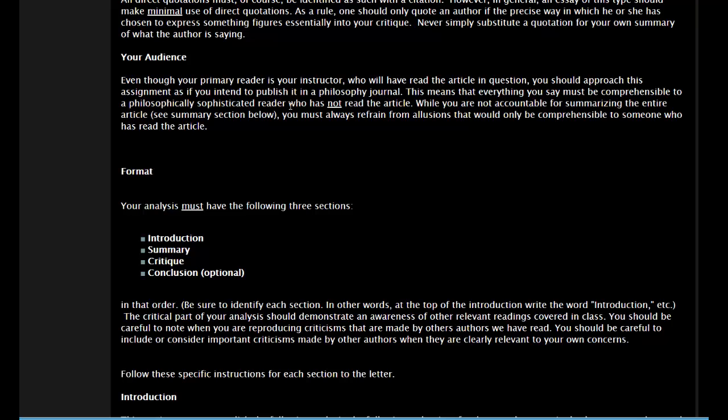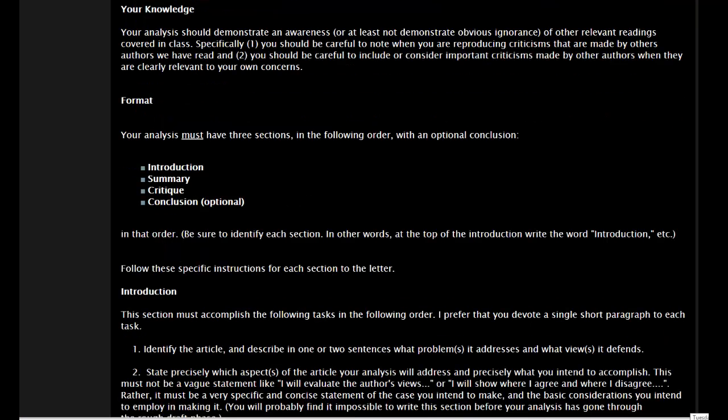I'll say, if I hadn't read the article, I wouldn't know what you're talking about here because you're not supplying me enough context. Always look at your writing and say, would a person who has not read the article already really understand what I'm saying? Is a very important evaluative criterion. So you're not accountable for summarizing the entire article, of which more below, but you should always refrain from allusions that would only be comprehensible to someone who has read the article already.